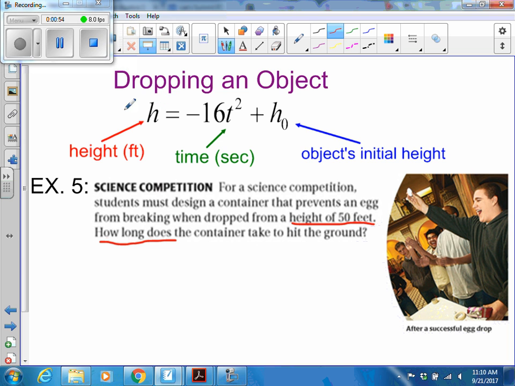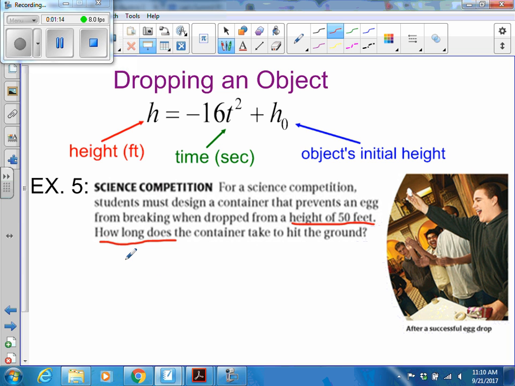So h in this case just represents height, and then equals negative 16t squared. t represents time, in this situation seconds, and then we have plus, this is what we call h naught. This is the object's initial height. Now we need to create the equation.